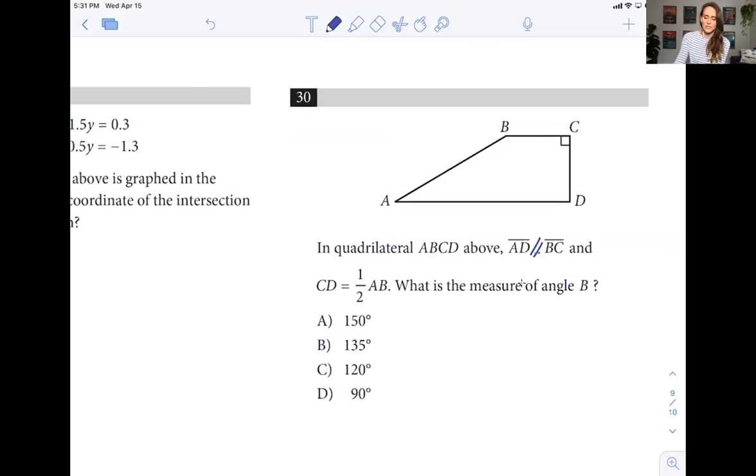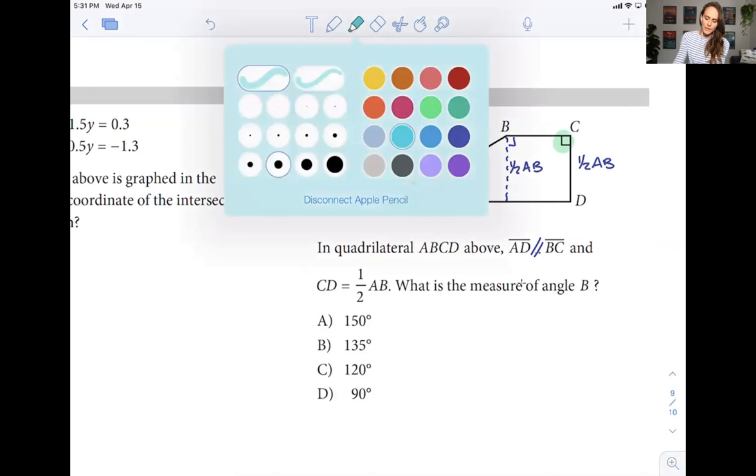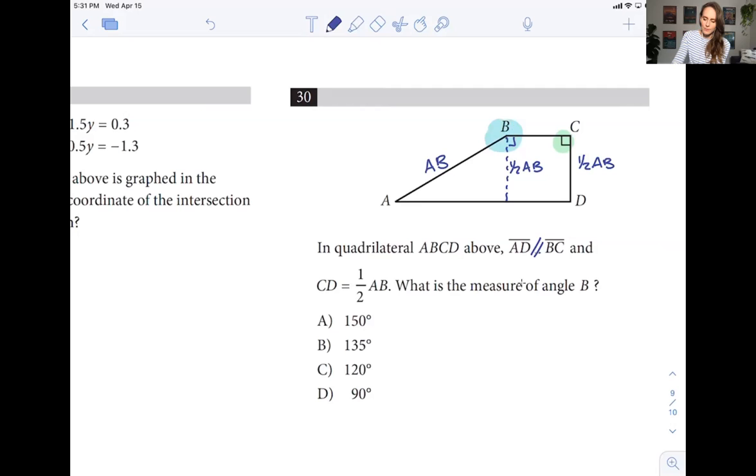So my very first step here would be to draw a straight line down. They gave us this little right angle here. That right angle is a clue to me that I'm probably going to use some trig. So they say CD equals half AB. So I'm going to call AB just AB, and I'm going to call CD half AB. And then this would also be half AB. And they want to know the angle up here, angle B. So I'm going to call this part of angle B just theta.